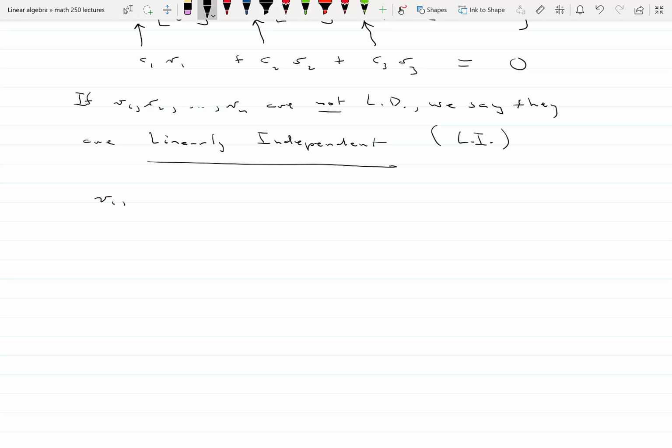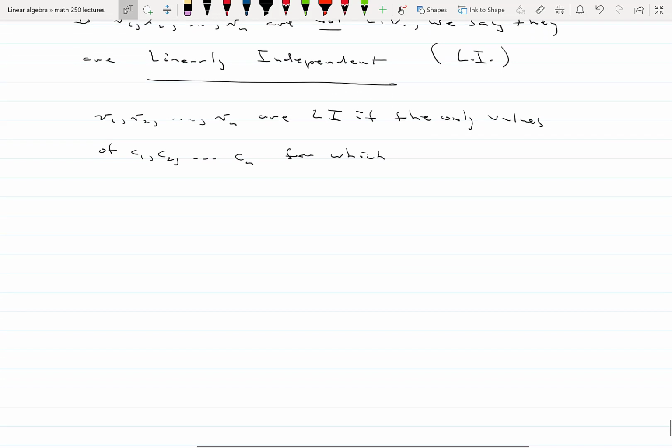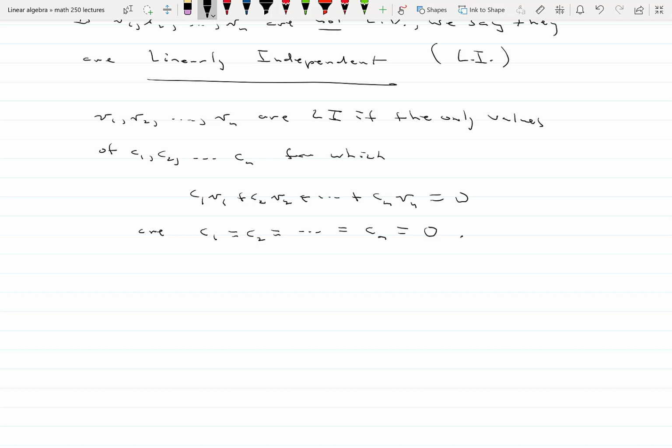The vectors V1, V2, all the way up to Vn are linearly independent if the only values of C1, C2, all the way up to Cn for which that vector equation holds true, C1 V1 plus C2 V2 plus all the way up to Cn Vn equals 0, the only constants we can find for which that equation holds true are C1 equals C2 equals all the way up to Cn equals 0.